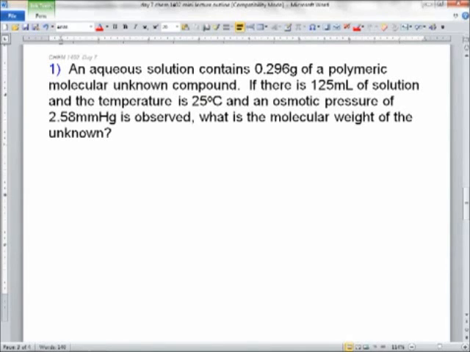An aqueous solution contains 0.296 grams of a polymeric unknown compound. If there's 125 mL of solution, temperature is 25, osmotic pressure 2.58 millimeters of mercury. What is the molecular weight of the unknown?